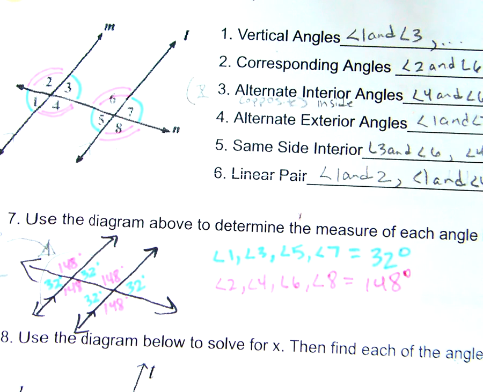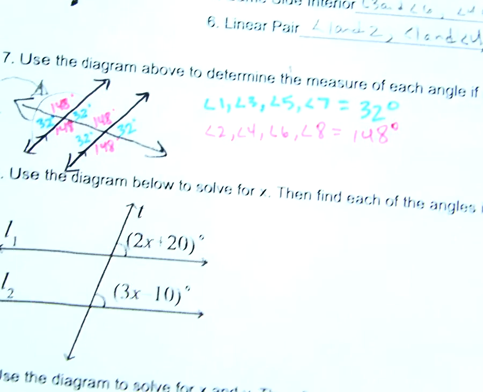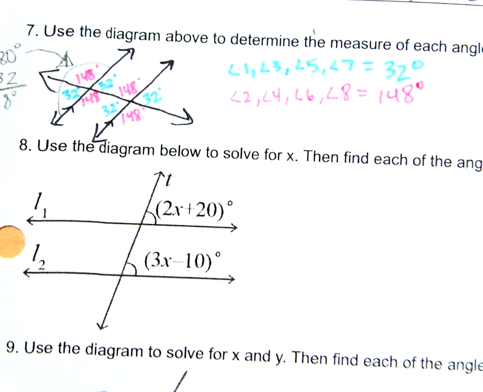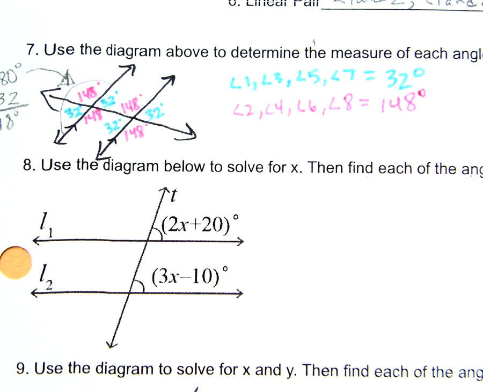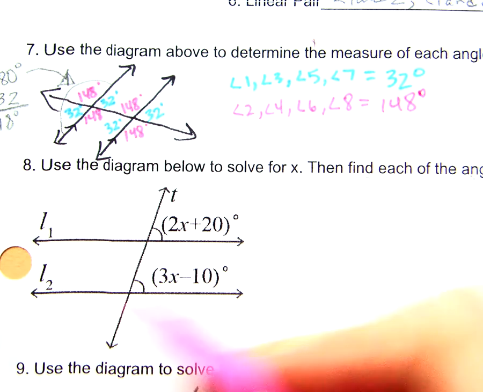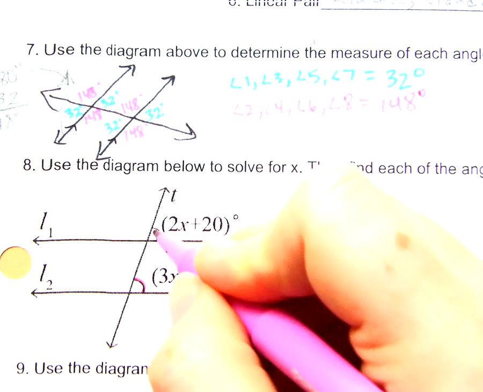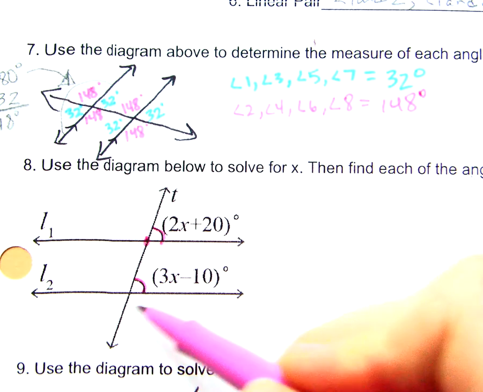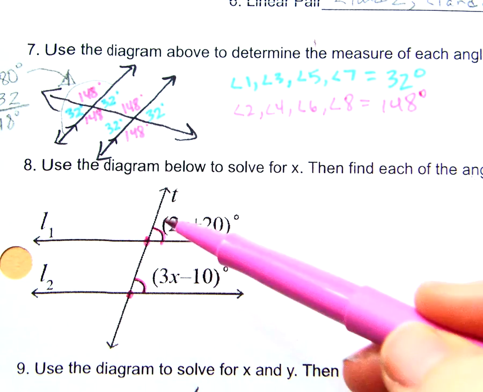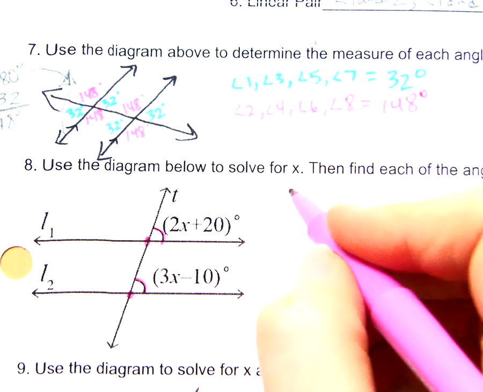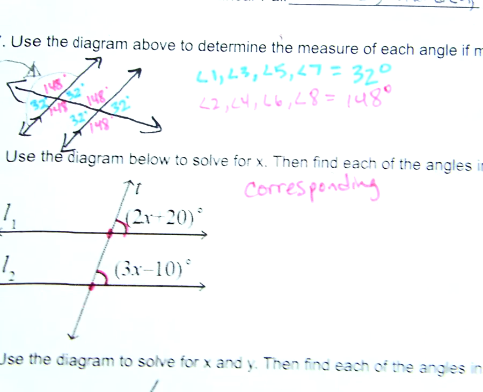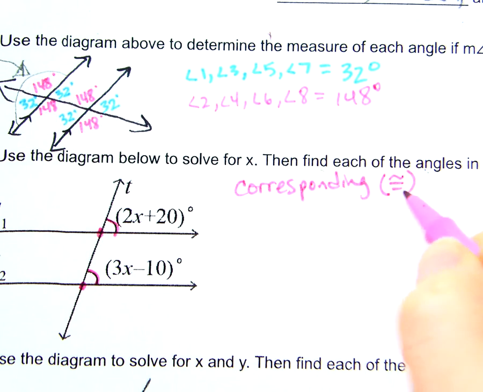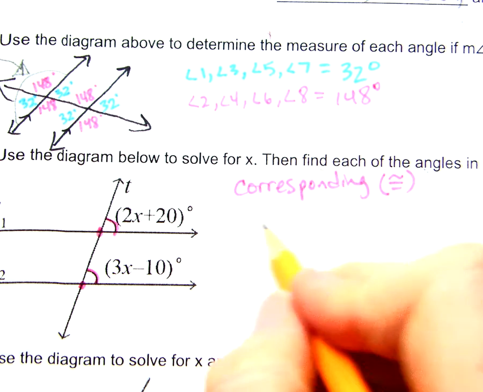Okay, moving on to the next one. It says use the diagram to solve for x, then find each one of the angles. And so we worked on this on Friday and a little on Thursday. So in this diagram, I want to determine the relationship of these. Well, here's a vertex and here's a vertex, and they're both in a top right position. So that tells me that their relationship is that they are corresponding angles with each other, which we just reminded ourselves means that they are congruent, or they're the same measure. So that means in order to find x, I can just set them equal to each other.